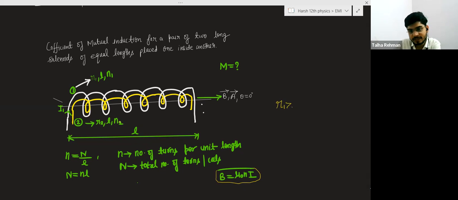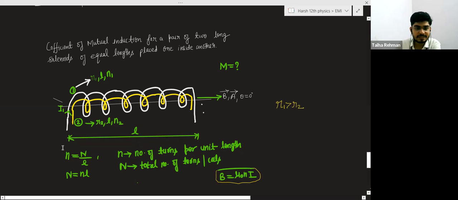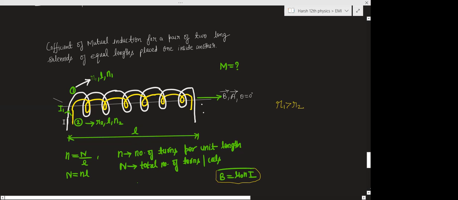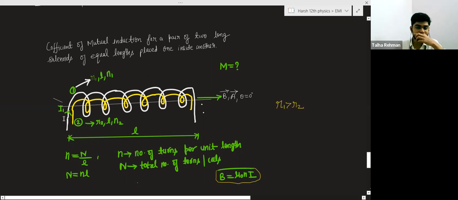So R1 is greater than R2. There is current in the white color solenoid. So what will happen? Due to the current in the solenoid, there will be a magnetic field.